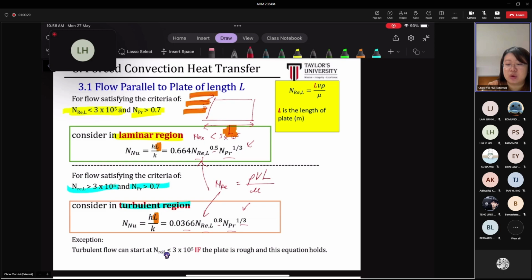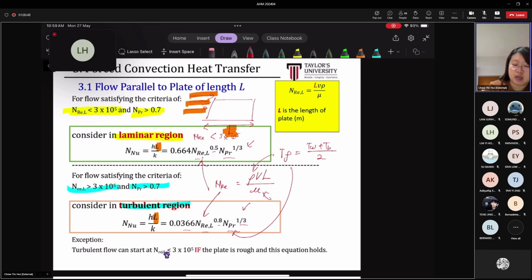And take note that all these properties, you have to find at the film temperature, which is the wall temperature plus the bulk fluid temperature divided by 2. The same goes for the Prandtl number. You have to evaluate it at the film temperature.